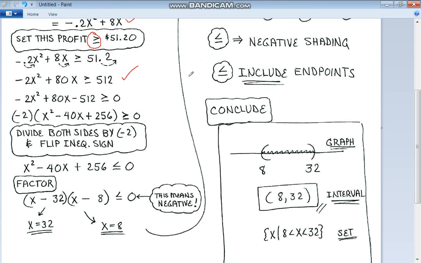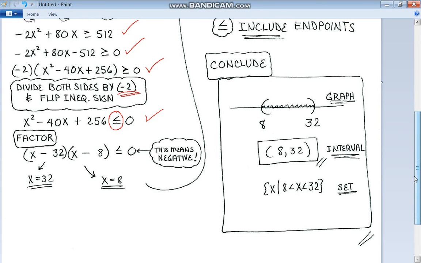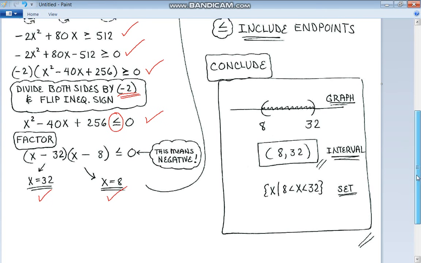Now, this is a quadratic inequality. Move everything to one side, with 0 on the right. Factor the non-zero side. We're going to divide both sides by that negative 2 that we factored out. And when we do, because it's a negative 2, it's going to flip the direction of our inequality. We get x squared minus 40x plus 256 is less than or equal to 0. Okay, so we're going to factor the non-zero side and get our critical numbers. They are found by setting each of the factors equal to 0. Not greater than or less than, but equal to 0. We end up with x equals positive 32, x equals positive 8.